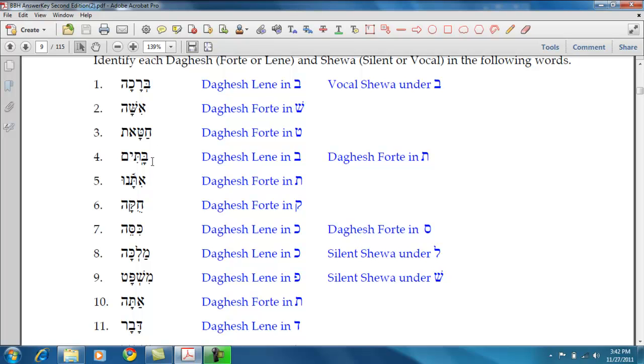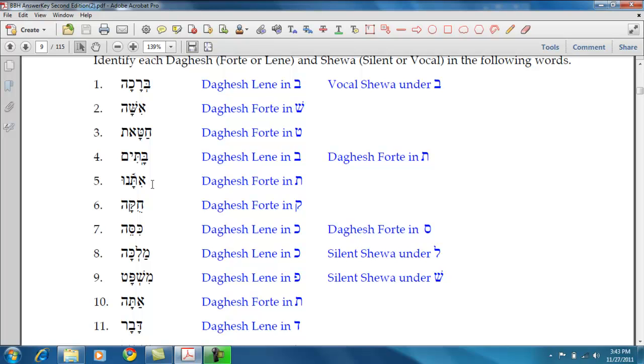Okay, batim. You've got the dagesh. The dagesh in the bet is a lene because it's in a begadkefat letter, and it is not following any vocal vowel. And the dagesh in the tav is a forte. Dagesh forte is a double dagesh. It is a begadkefat letter, but it is following a vocal vowel, the kamets right here. So that makes it a doubling dagesh.